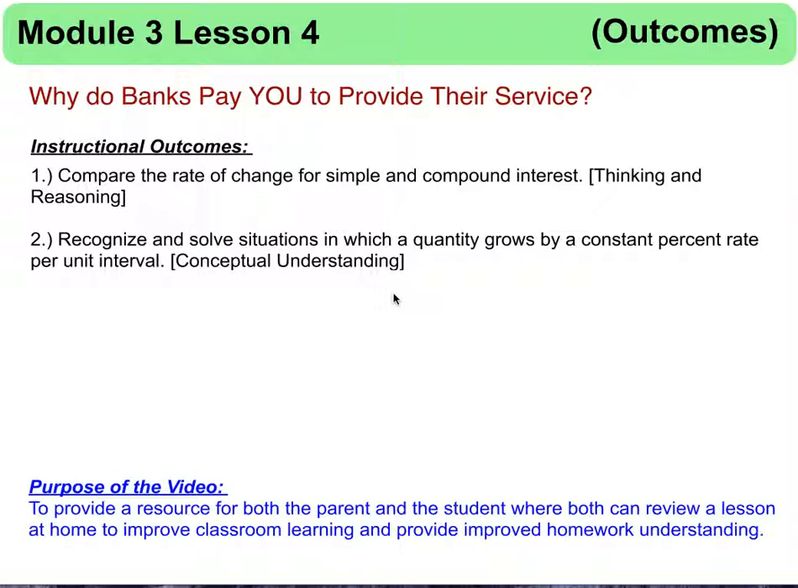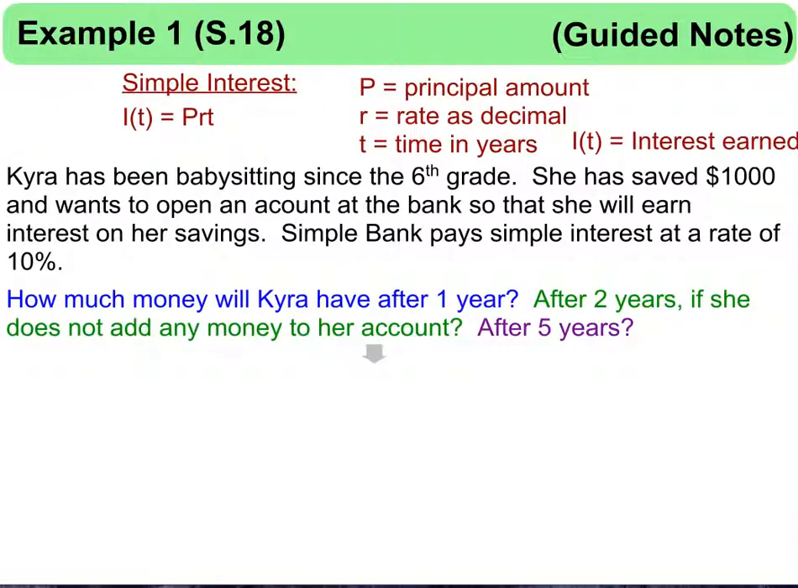And then number two, recognize and solve situations in which a quantity grows by a constant percent rate per unit interval. So this will be situational based on different scenarios about money growth and decline and so forth as to what is actually occurring. So there's really two formulas we're going to focus on, and one is simple interest, which we see here, and the other one will be the compound interest, which we'll take a look at in a moment.